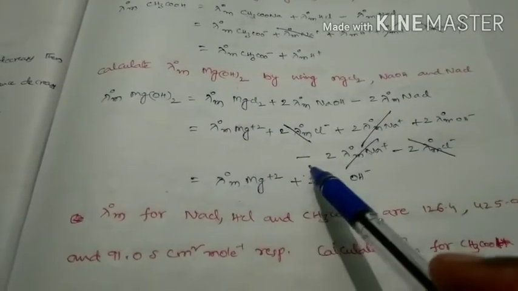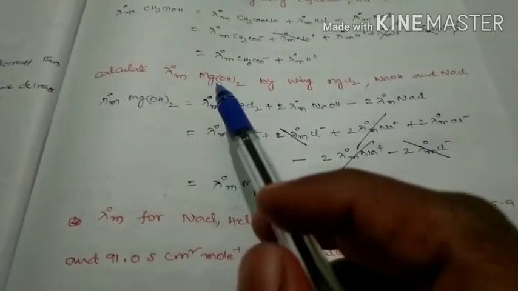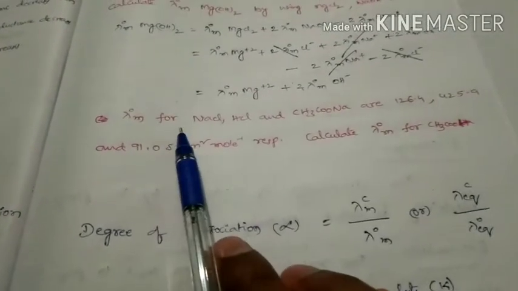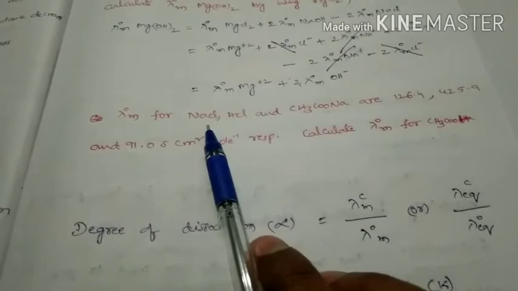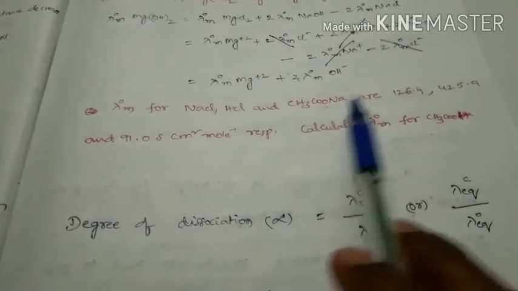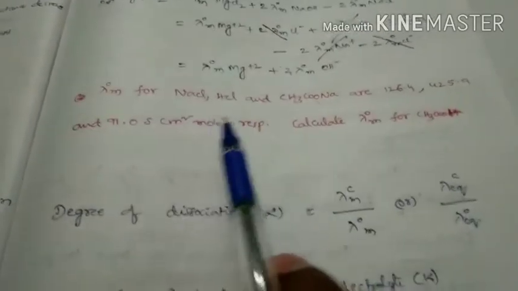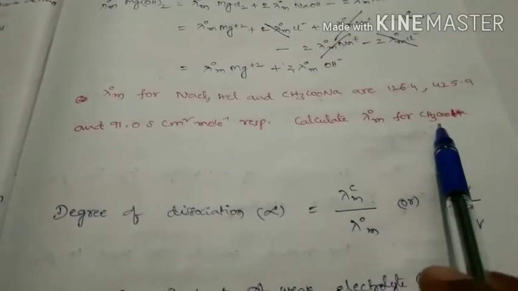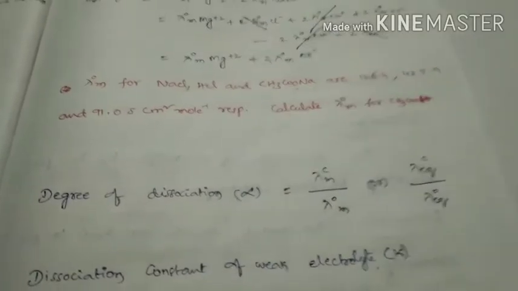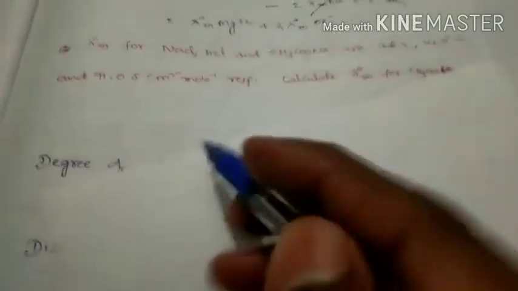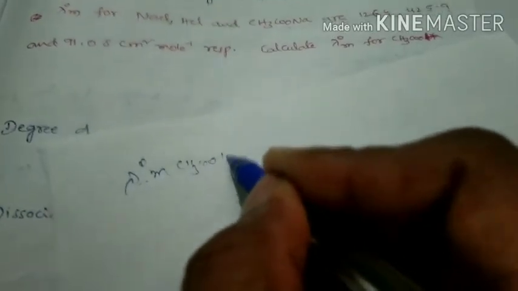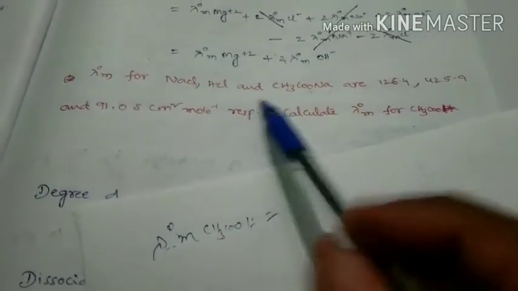So that is the way to calculate the equivalent conductance or molar conductance of weak electrolytes at infinite dilution or zero concentration. Sometimes the question may be like this. See, lambda naught m for NaCl, HCl and CH3COONa are given, values are given for the respective compounds. Then we have to find lambda naught m for CH3COOH by using these three.